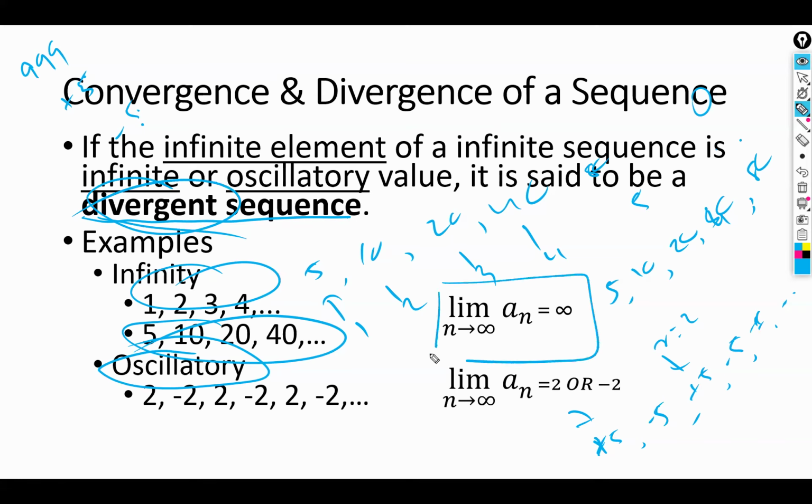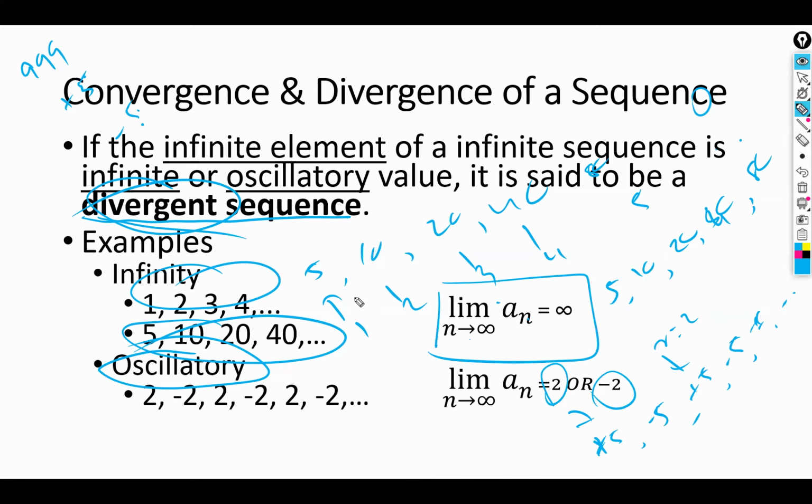Limit as n tends to infinity, the nth term is infinity, or the nth term is plus a or minus a, or something like plus a or minus b, or plus a or plus b. It could be like 2, 3, 2, 3, or +2, -2. Or +10, +20, +10, +20. Still oscillating. By convention, because it's not convergent, we also call that divergent.